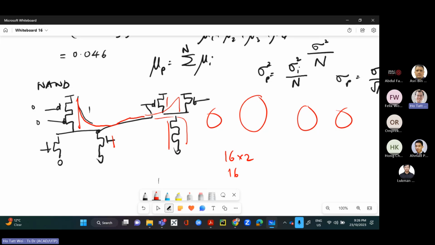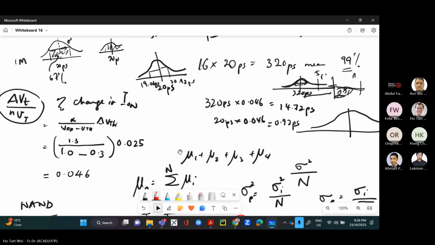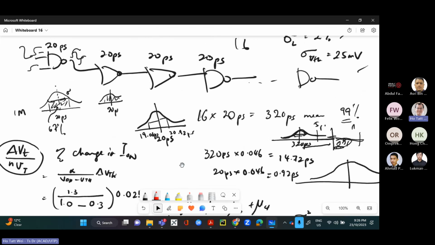So what they do is they assume on average half of it you go through 2 gates, half of it you go through 8. So it's 16 times 1.5. So this is 24. Okay. And why this 24 magic number comes from is because these variation in VTH, this is for single transistor, right?